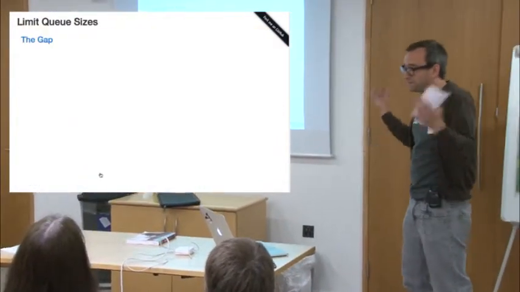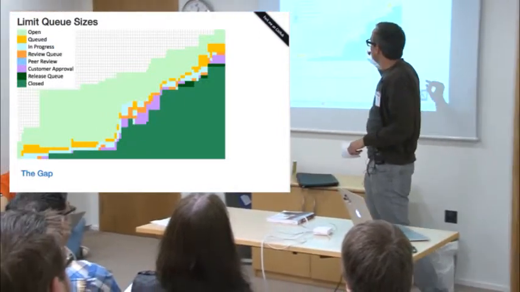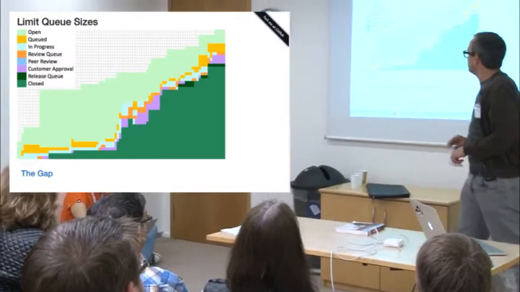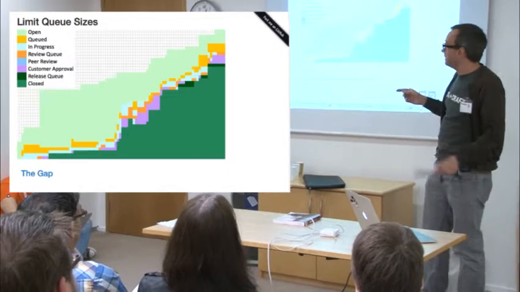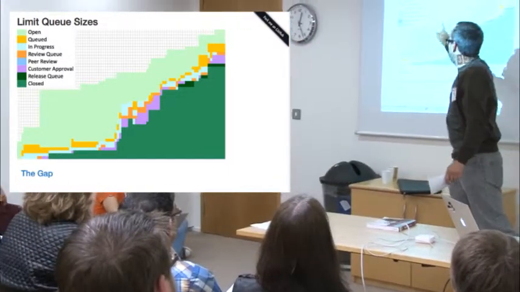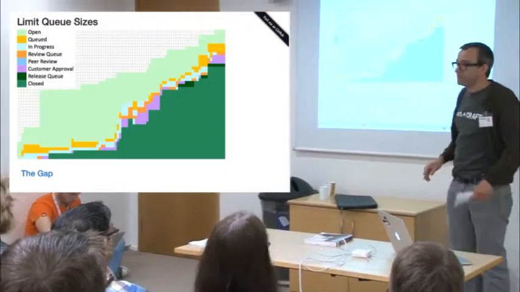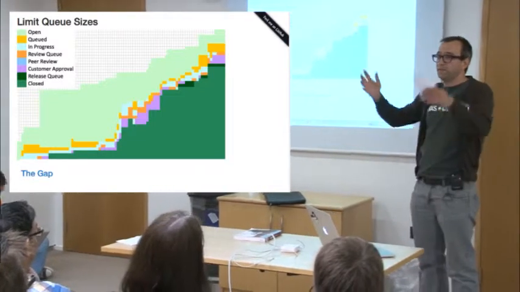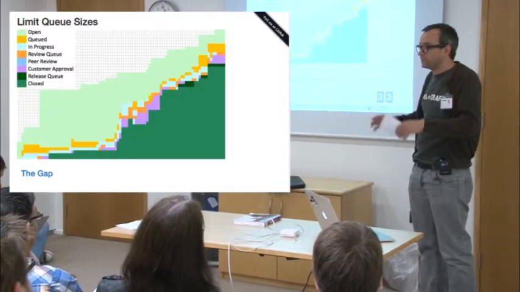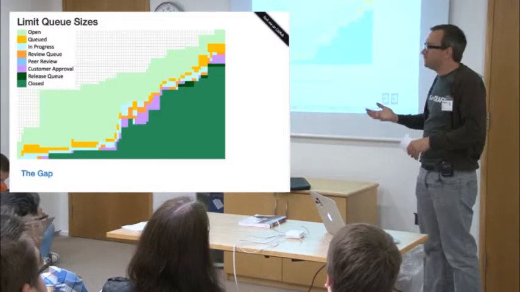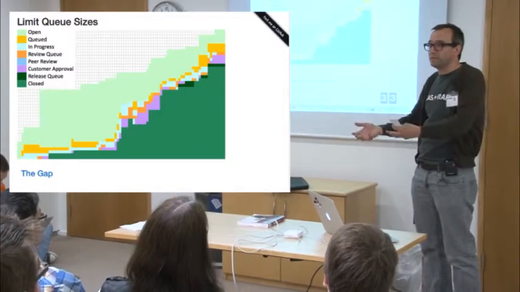Queue sizes. So, you see, this is the slide I just showed before. This was the original project. There are a few interesting things about this. First of all, this open stuff, God knows when that's going to be done. That stuff is really in the wild. We use a sort of factory metaphor: it's raw materials that haven't yet been released into the factory.